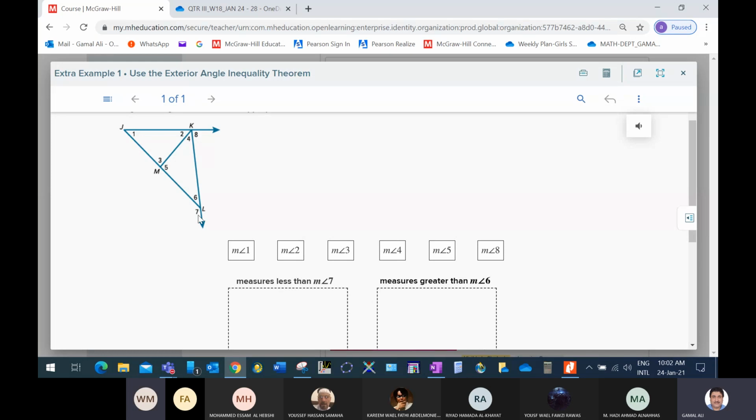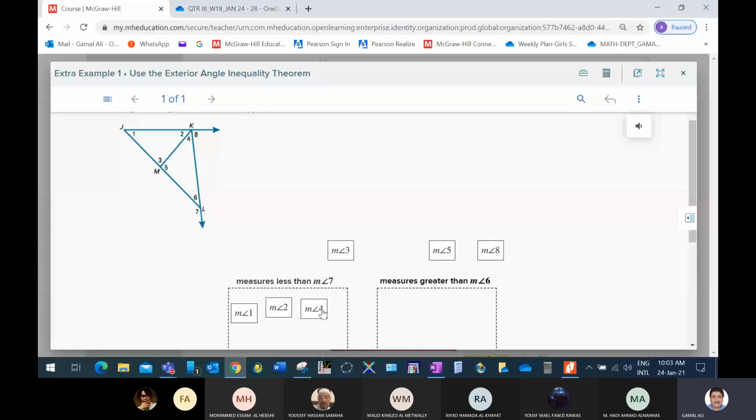So, angle 7 is greater than which angles, Walid? Can I say angle 7 is greater than angle 1? Yes. So I can put angle 1 here. Can I put angle 2? Yes. Can I put angle 3? Are you sure? We don't know, because there is no relation between angle 7 and angle 3. What about another angle? Is angle 7 greater than angle 4? Yes, because this is an exterior angle.